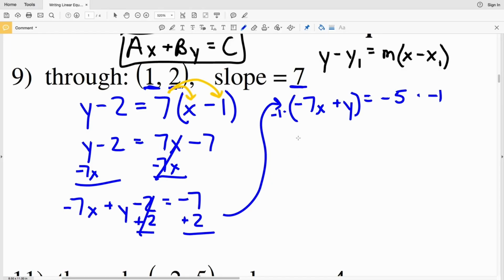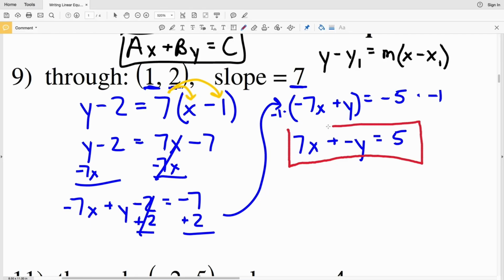Negative 1 times negative 7 is a positive 7x, plus negative 1 times y will be negative y, and that's going to be equal to negative 5 times negative 1, which is a positive 5. So the answer for number 9 is 7x plus negative y equals 5. Or you can say 7x minus y equals 5, because adding a negative is the same as subtracting a positive.